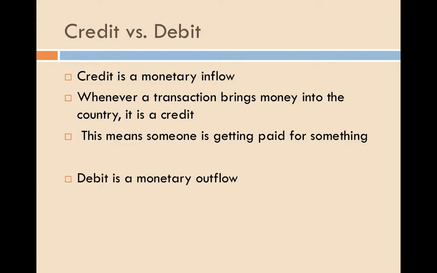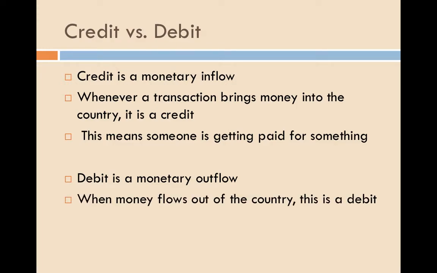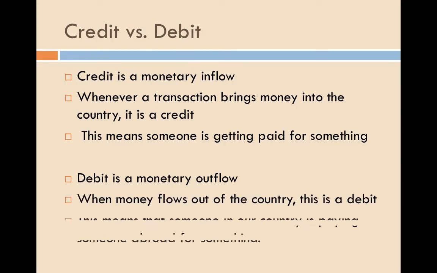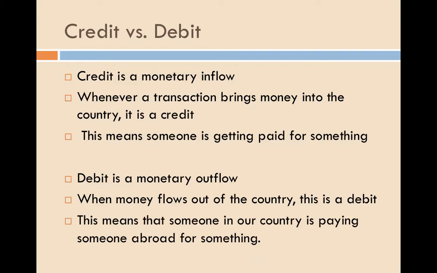Debit is the opposite. It's monetary outflow. Money is leaving the country. When money flows out, it's a debit. These are things like imports. When you purchase an import from abroad, like when you buy French wine or a Chinese stereo or television, money is leaving our country and going into another country. And so this would be an example of a debit.